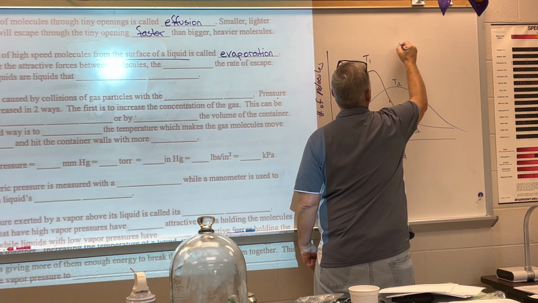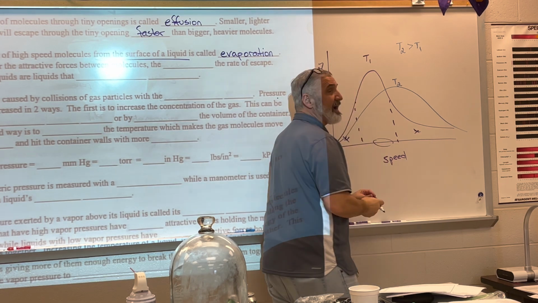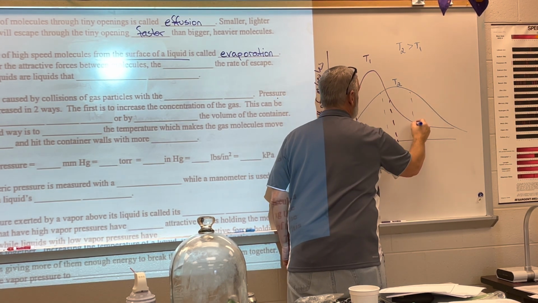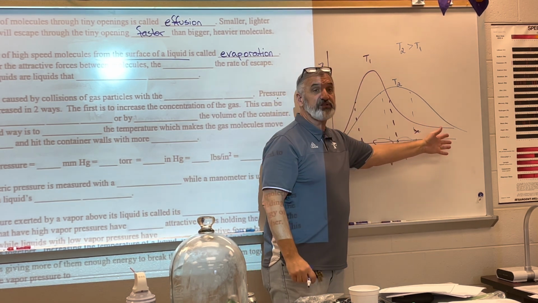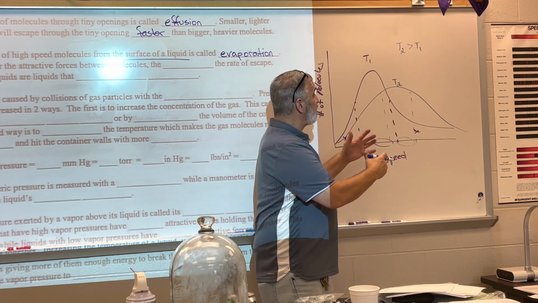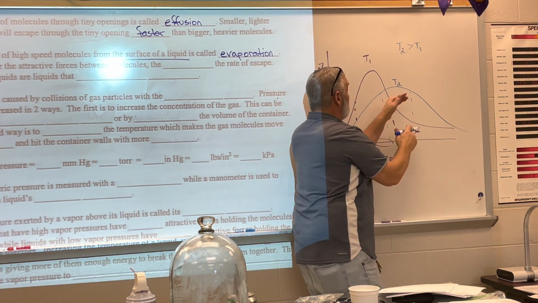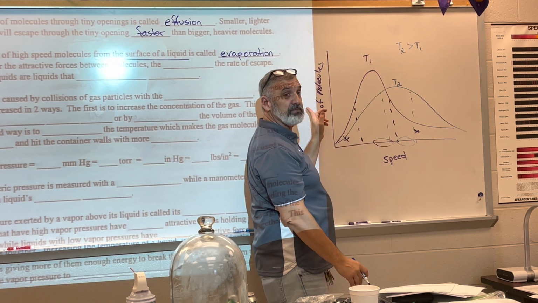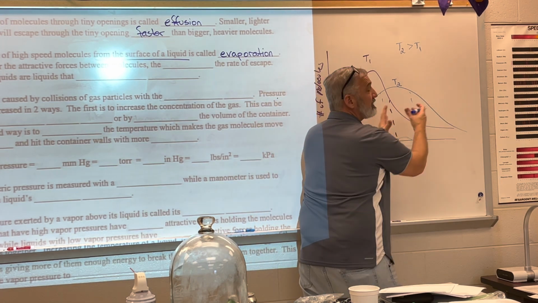Here's T2. T2 is greater than T1. Now what happened to my average speed? Now the majority of them are over here. We still have some slow ones, we still have some fast ones. Again, the total area under the curve, since the range expanded, the peak had to come down some because the area under the curve had to be the same because we have the same number of molecules. Okay? But the average is moving to the right.